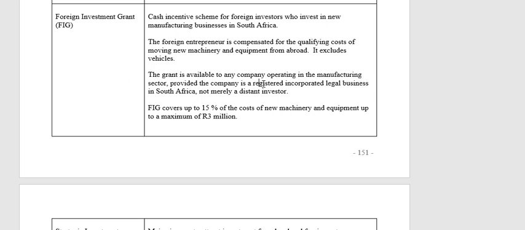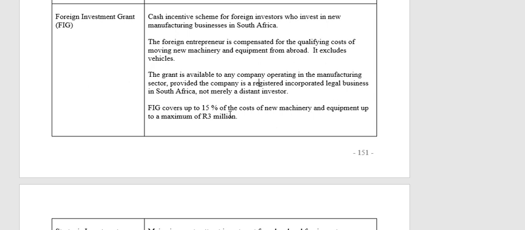All right. The only condition is that the company has to be registered as a legal business in South Africa. This person can't just be kind of a silent investor that's not involved in the project at all. It has to be a business that is registered as a legal business in South Africa. All right. And the amount of this grant that they can receive, it covers up to 15% of the costs of relocation of this machinery and equipment. But the maximum of this grant is 3 million rand.